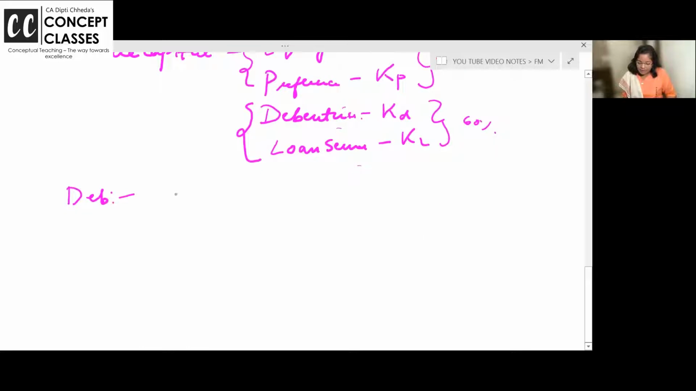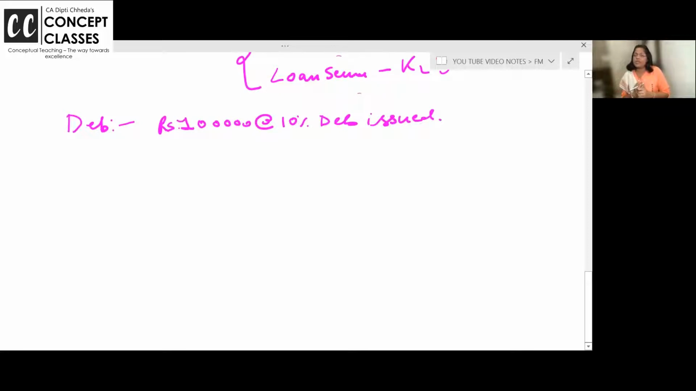So now, suppose I issue rupees 1 lakh debentures at the rate of 10%. You can take down the notes with me, and if you wish, I will wait once I complete the example so that you all can write. Now, 1 lakh debentures when I'm issuing at 10%. What is the cost of this 1 lakh capital which I have generated from outside and I have put in my business?